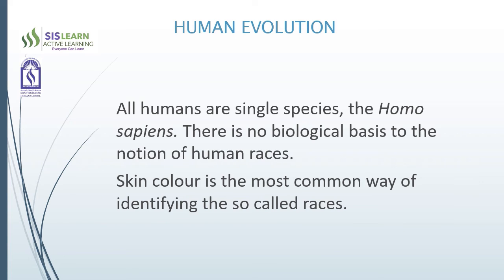All humans are a single species, the Homo sapiens. There is no biological basis to the notion of human races. Skin color is the most common way of identifying the so-called races.